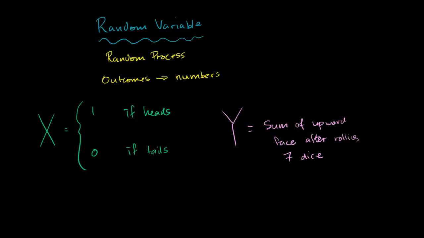So for example, if you cared about the probability that the sum of the upward faces after rolling seven dice is less than or equal to 30, the old way that you would have had to write it is the probability that the sum of, and you would have to write all of what I just wrote here, is less than or equal to 30. You would have had to write that big thing. But now we can just write the probability that capital Y is less than or equal to 30. It's a little bit cleaner notation.